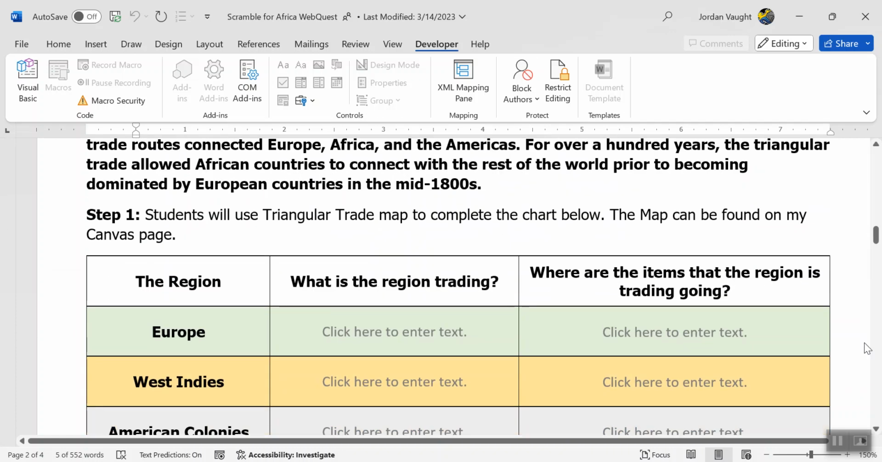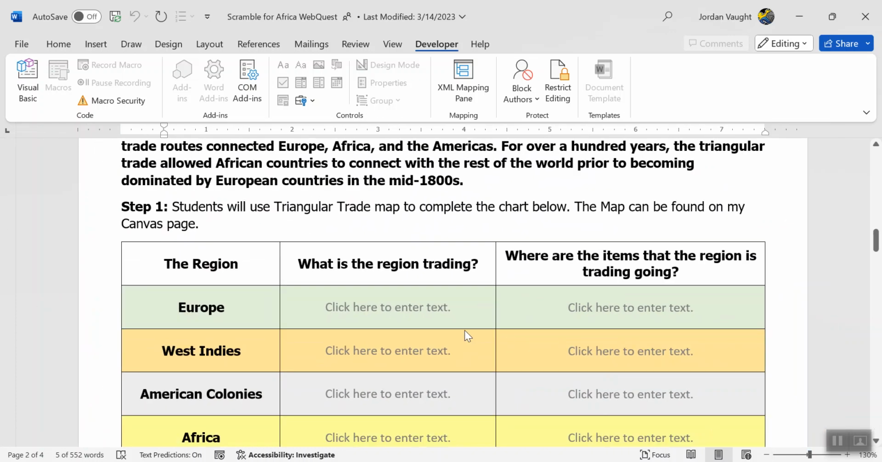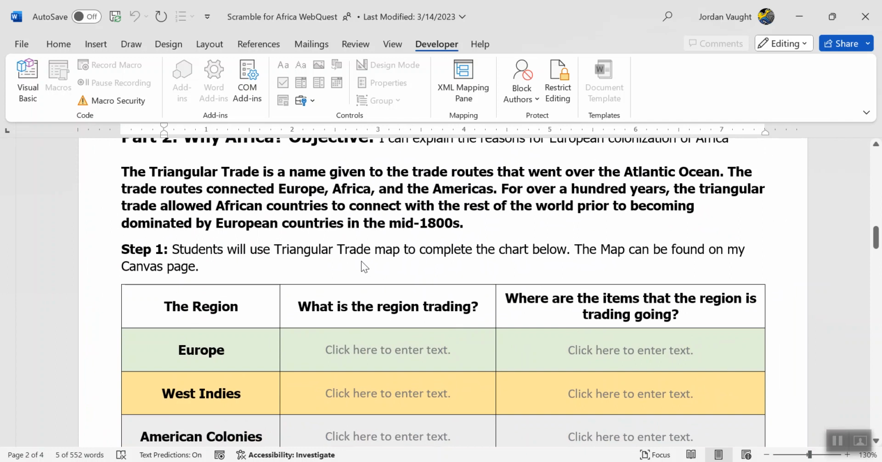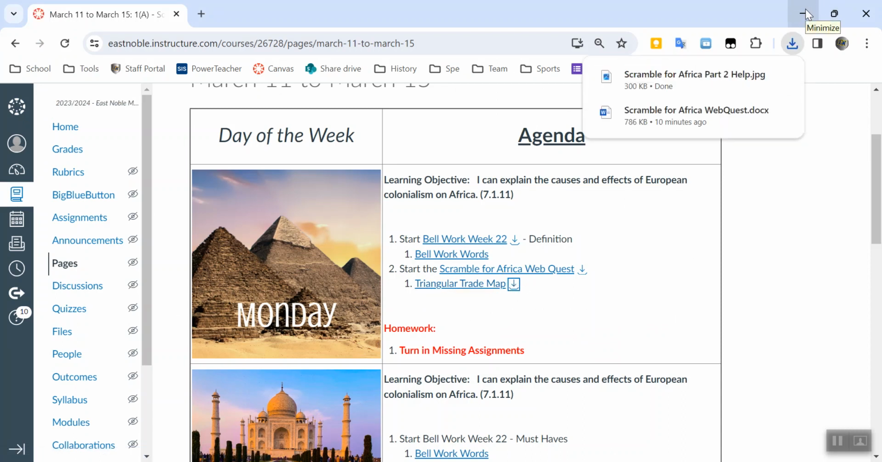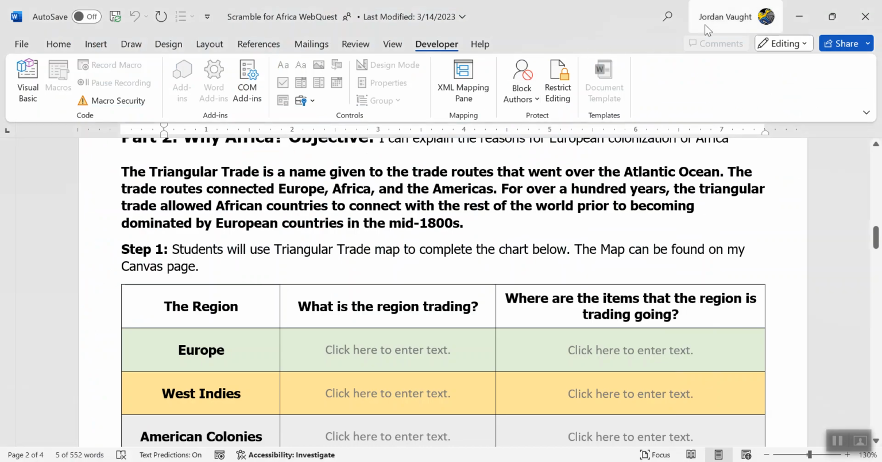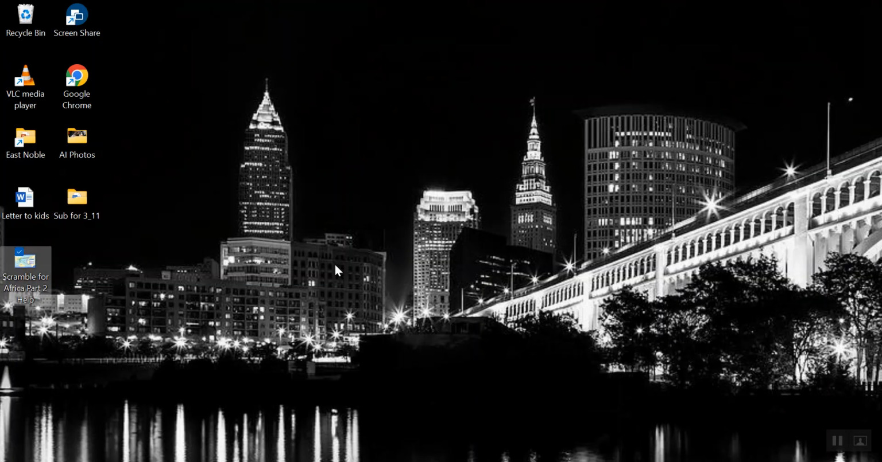The second part here is all about the triangular trade. Now, I used to have a website with an interactive map, but that no longer works, so I've downloaded the map for you. You can go to Canvas and you'll see there it says triangular trade map. If we click on it, you might have to download it because it's not letting me preview. So click on download so you can take a look at that, and there you'll see what I want you to use.